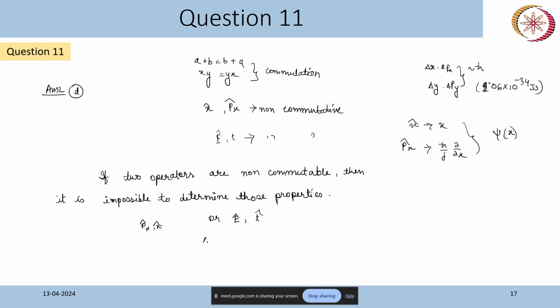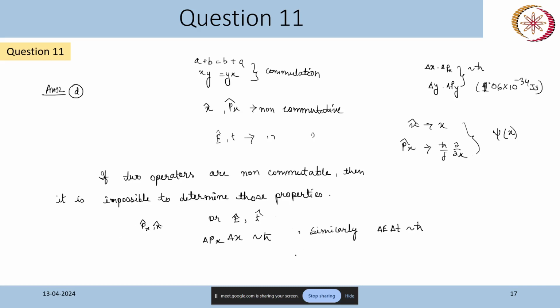Now we are already familiar with the uncertainty principle related to position and momentum. So delta p_x and delta x is in the order of h bar. I'm not writing exactly equal. Similarly we can say that delta E multiplied by delta t is also in the order of h bar, energy and time.